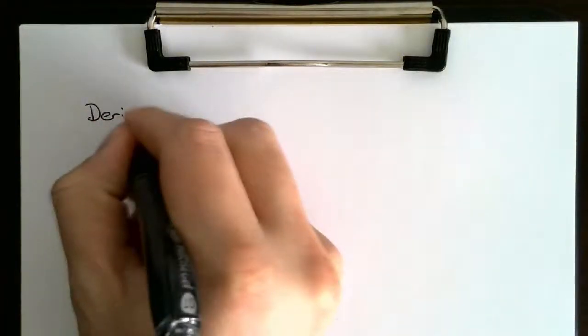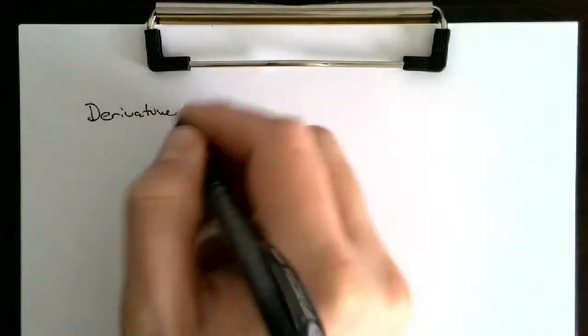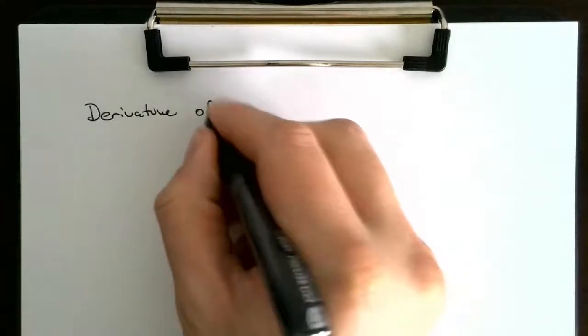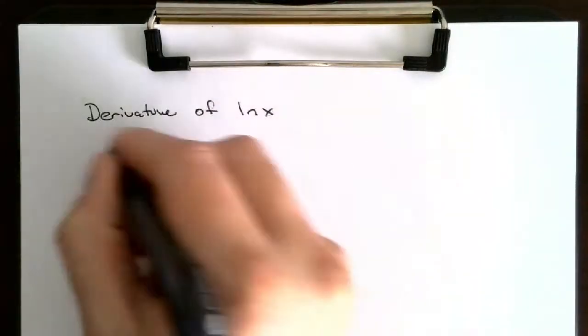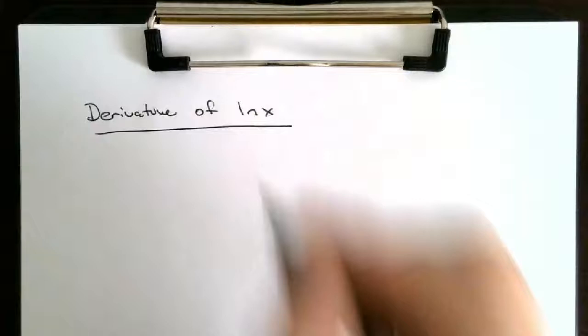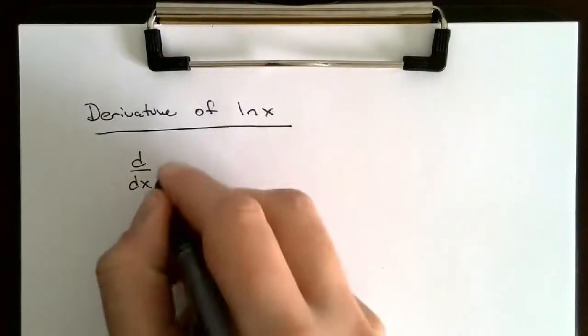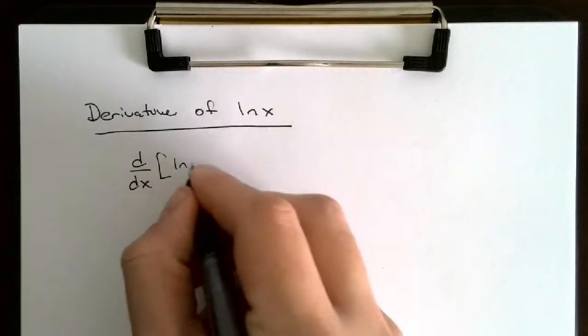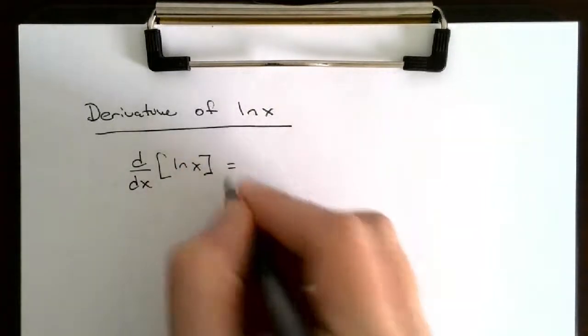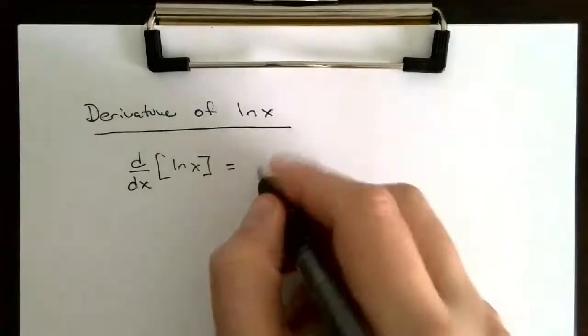This video is on derivatives of natural log. So for the derivative of the natural log of x, remember this means log base e. The derivative with respect to x, d/dx of natural log of x is equal to, and this comes out to, 1 over x.